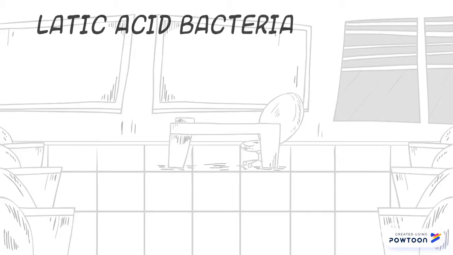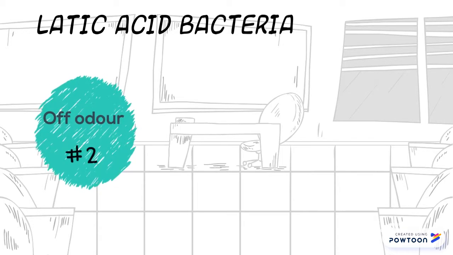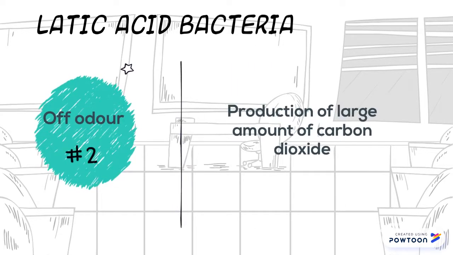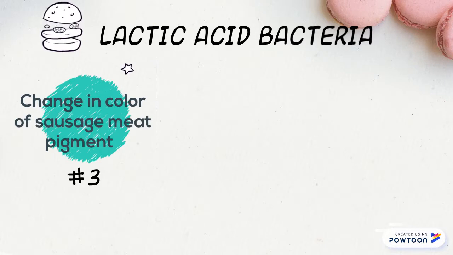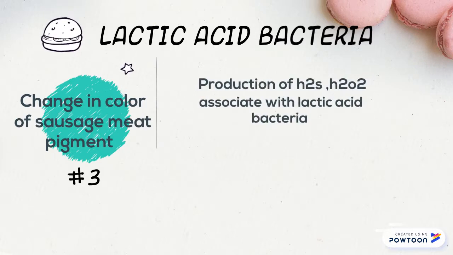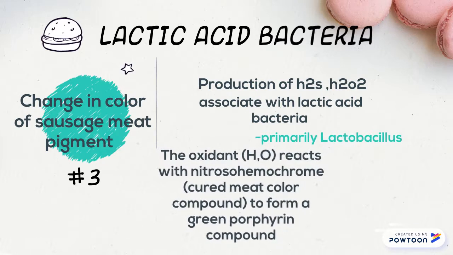Moreover, lactic acid bacteria also cause off odor as they produce a large amount of carbon dioxide through the fermentation process. Lactic acid bacteria may cause change in color of sausage meat pigment. Other microbial products, such as hydrogen sulfide and hydrogen peroxide, may be associated with lactic acid bacteria, primarily Lactobacillus. The oxidant may react with the cured meat color compound to form a green chlorin compound.